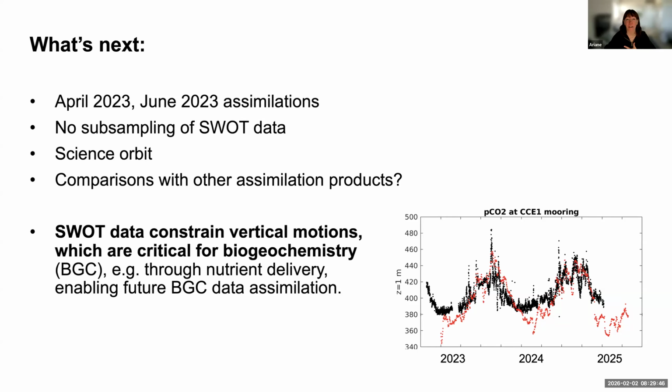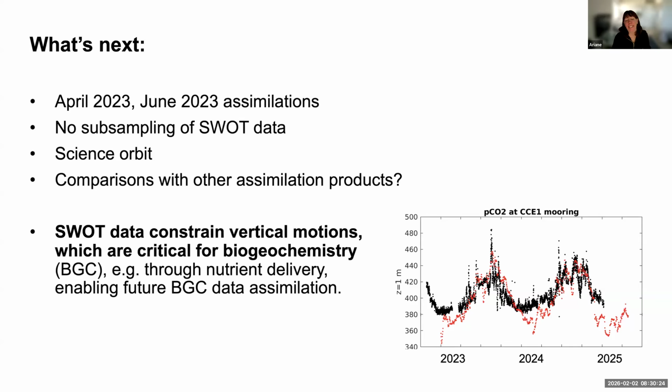See if that helps us resolve the small scales, where in the wave number spectra we don't have as much energy as SWOT does at the small scales. So see if we can improve that. Eventually, doing a state estimate during the science orbit with a 21-day repeat cycle. And I'm interested in comparing with other assimilation products. If people in this group want to do some comparisons, I think that would be very fun.